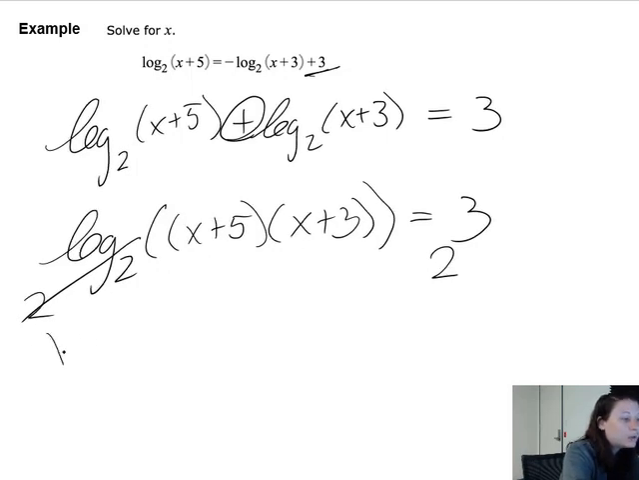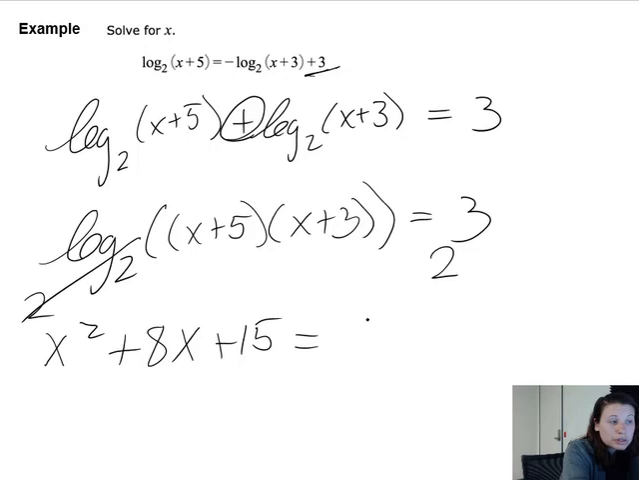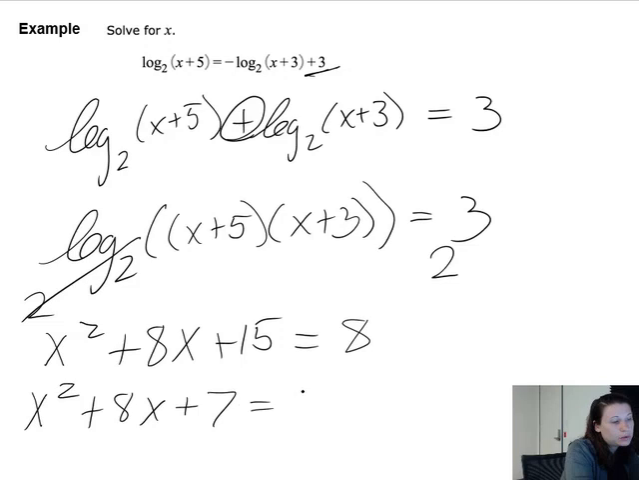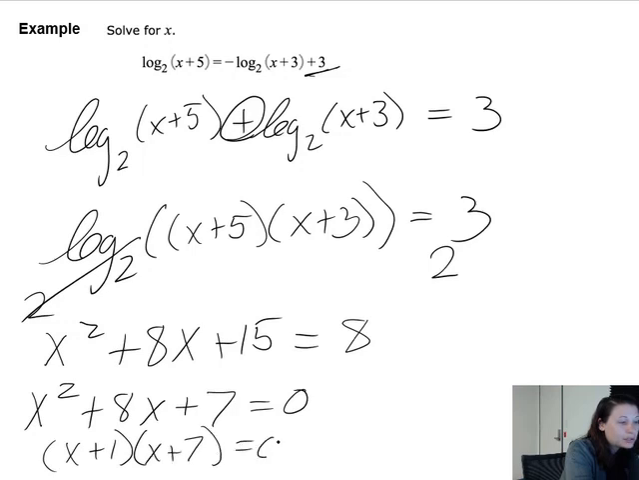Let's FOIL this out. We get x squared plus 8x plus 15 is equal to 2 to the third, which is 8. Subtract it over, so x squared plus 8x plus 7 is equal to 0. So this factors into (x plus 1) and (x plus 7) equals 0. So we then get x equals -1 and -7.